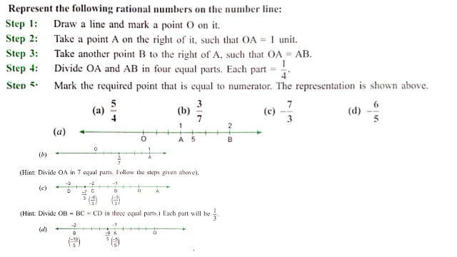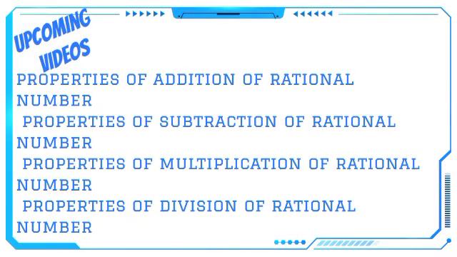The answer is given. Second, 3 by 7. Third, minus 7 by 3. And the fourth, minus 6 by 5. In the next video, we are going to see about the properties of rational numbers.